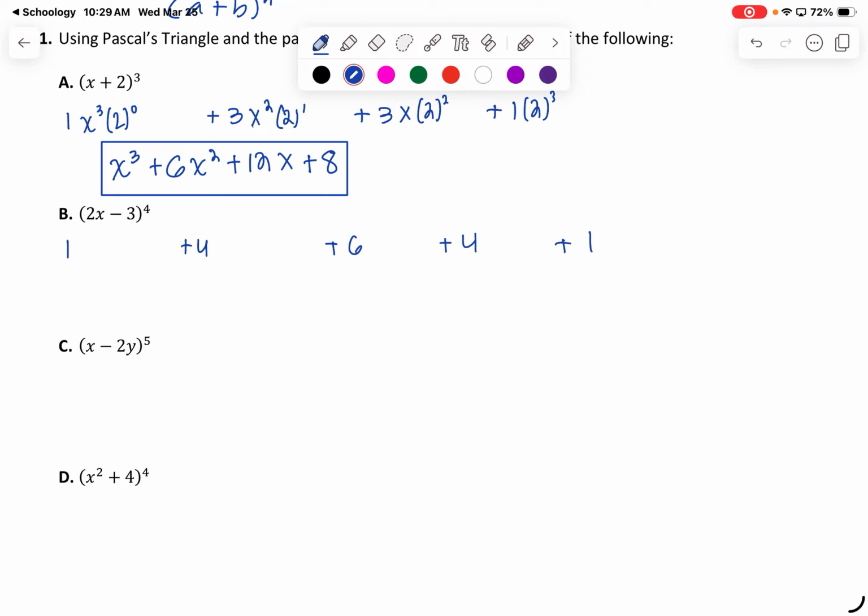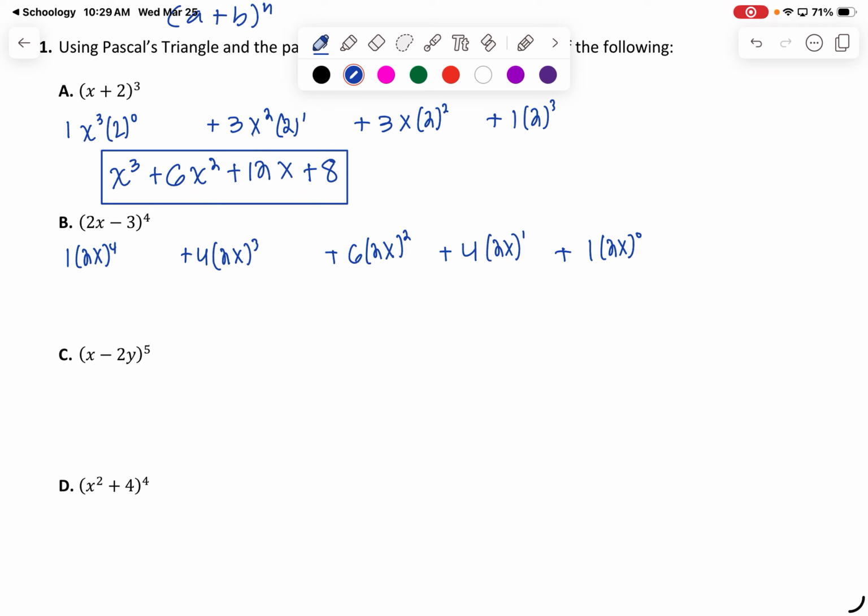Okay, so my first term is 2x, so this is going to be 2x to the 4th. Then I have 2x cubed, 2x squared, 2x to the 1st, and then 2x to the 0 I don't need. If you want to write it and then get rid of it, like say that's 1, you can.